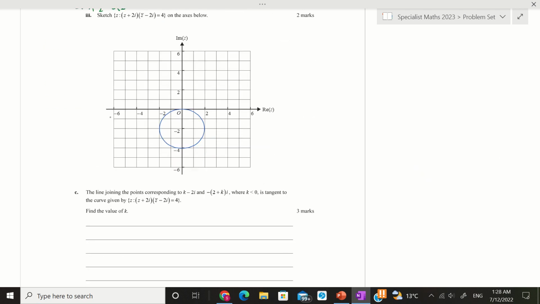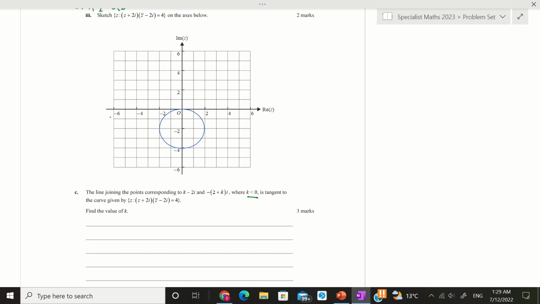First of all, we're given these 2 points, k minus 2i and negative 2 plus ki, and we're told k is less than 0. So this is going to be important later. We're also told that when we join these 2 points, which correspond to complex numbers, it will make a line that will be tangent to this curve. So it's a circle, this circle right here, and we're asked to find the value of k.